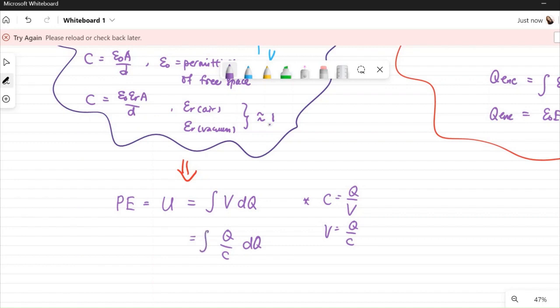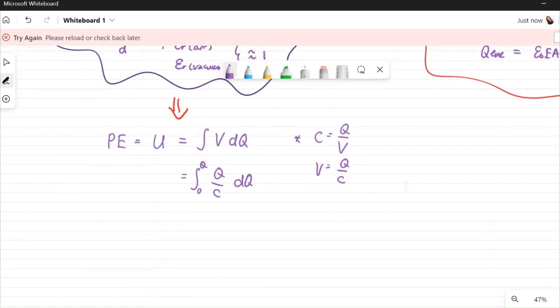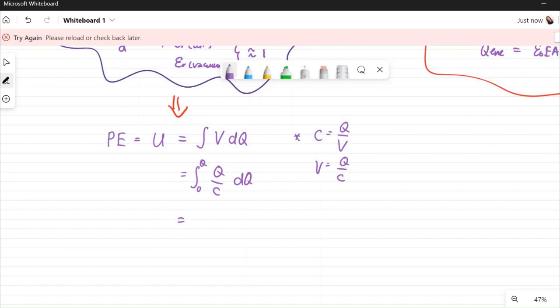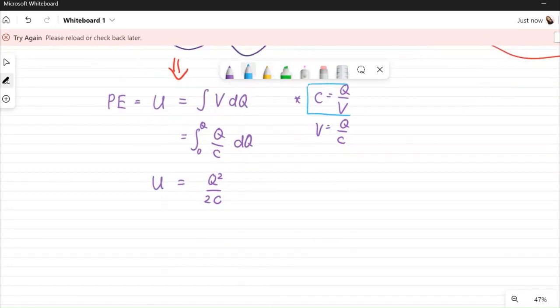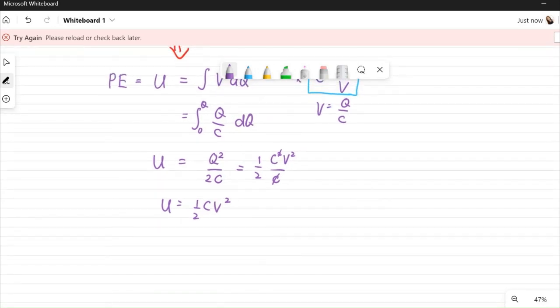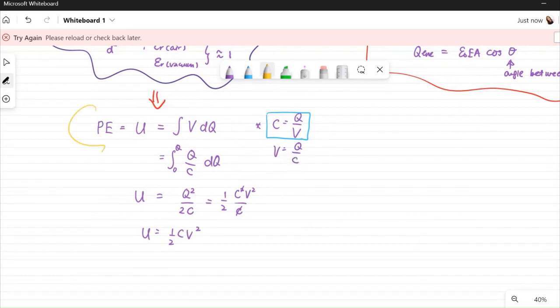The capacitor will charge from 0 charge to the maximum charge Q, and integrating Q with respect to dQ, we get Q squared over 2C. Okay, this is the energy stored in a capacitor. Or you can use the relation Q equal to CV to express the energy in another form: Q squared is equal to C squared V squared, divided by C. So U can also be expressed as half C V squared. This is another way to express the energy stored in a capacitor.